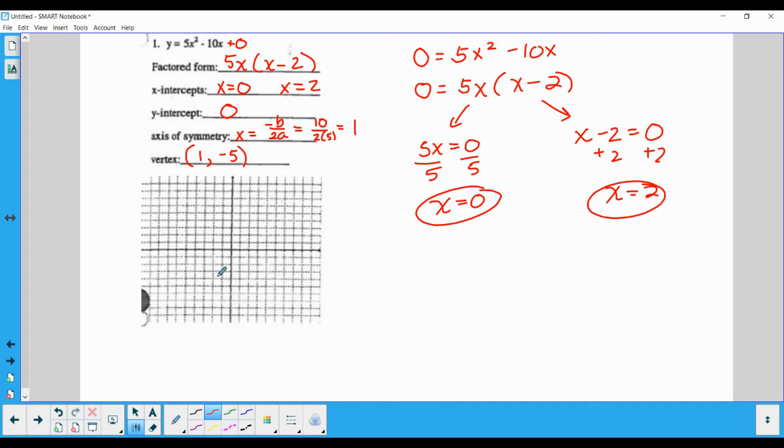So let's plot all this information. I have an x-intercept at 0 and at positive 2. The y-intercept is at 0. The y-intercept and the x-intercept in this case are the same. And then (1, -5) is my vertex. So this is my parabola.